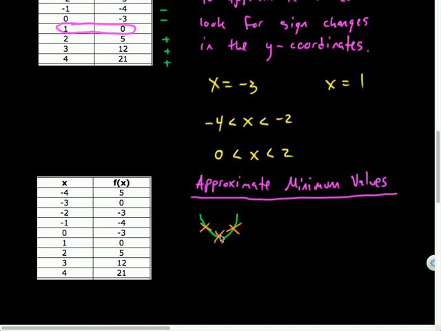I have to verify that its y-coordinate is less than the one to the left of it, and less than the one to the right of it. Or I could view it this way: the graph was decreasing, and then it started increasing. So when I'm trying to approximate a minimum value, I'm not looking for a change in sign, I'm looking for a change in direction.